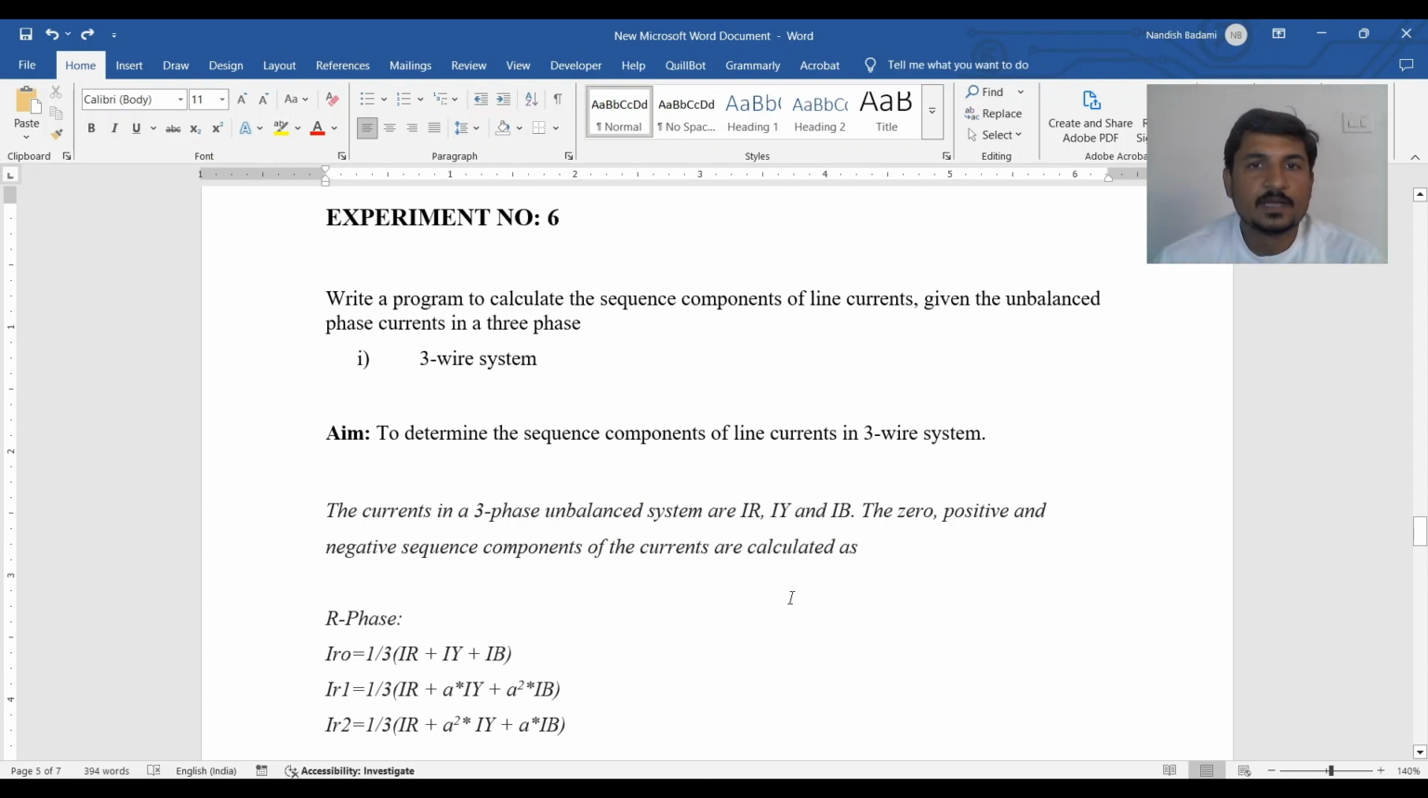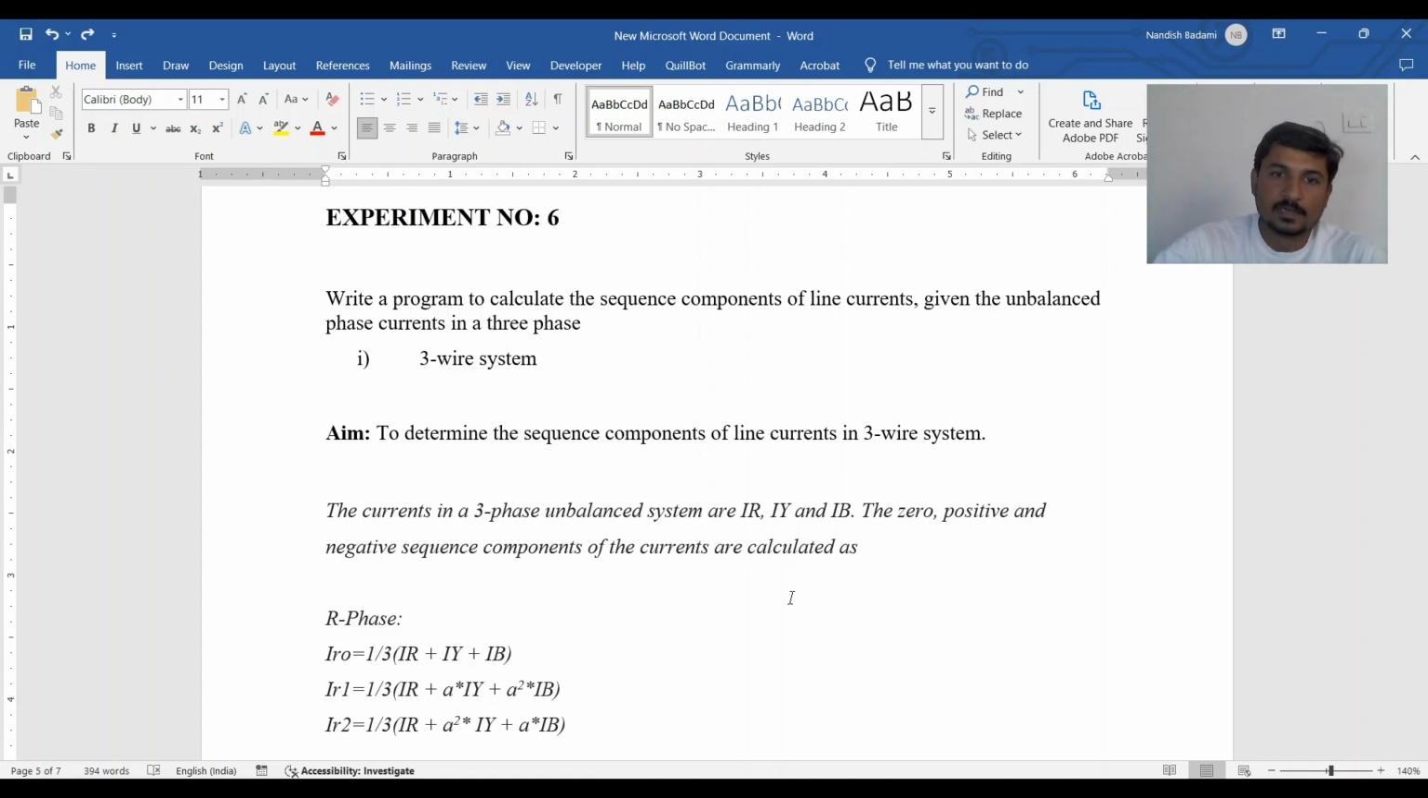Hello everyone. In this video, we are going to discuss how to write a program to calculate the sequence components of line currents when the unbalanced phase currents are given. In this case, we are discussing a three-phase, three-wire system. In the next video, we are going to discuss the same calculation for a four-wire system. Let us dive into the concept. The aim of this experiment is to determine the sequence components of a line current in a three-wire system.